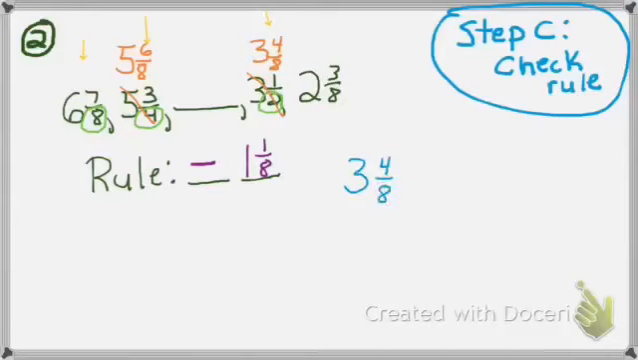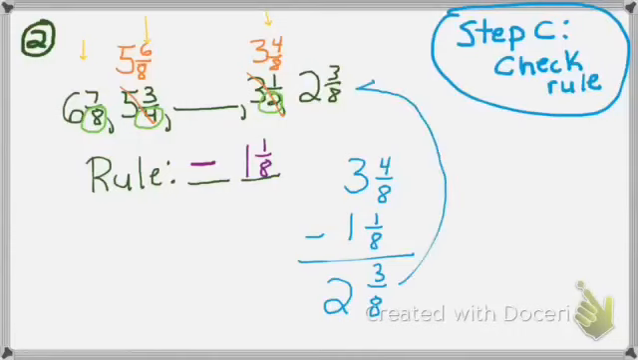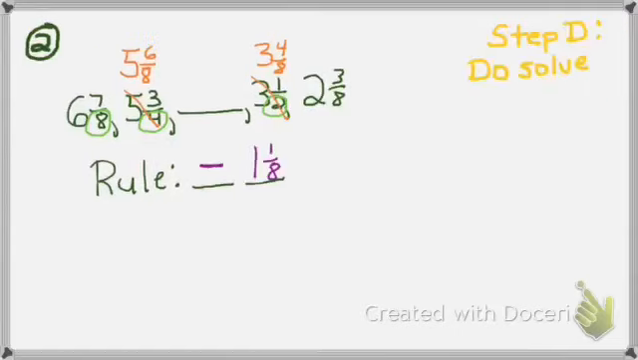So I'll write down 3 4/8. I'll apply the rule, which says minus 1 1/8. Of course, lining up my fractions and my whole numbers. And we're going to subtract the fractions. Common denominators are the same, so it stays as 8. 4 minus 1 is 3. Whole numbers, 3 minus 1 is 2. So I got 2 3/8. Is that the next number that I see? Yes, it is. So my rule is correct. I'm ready to move on to step D.